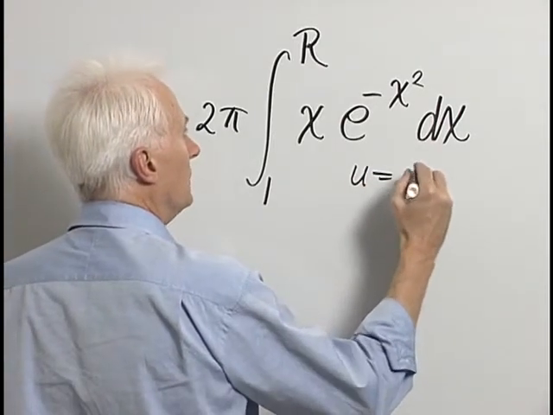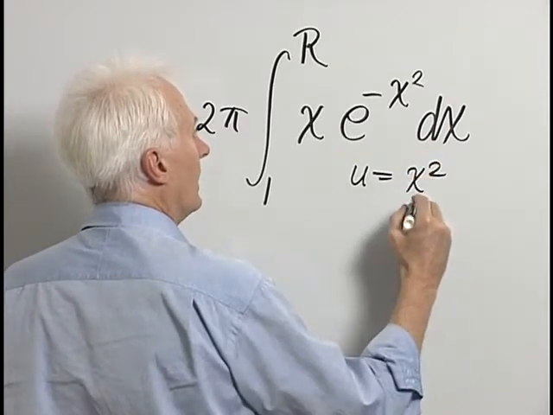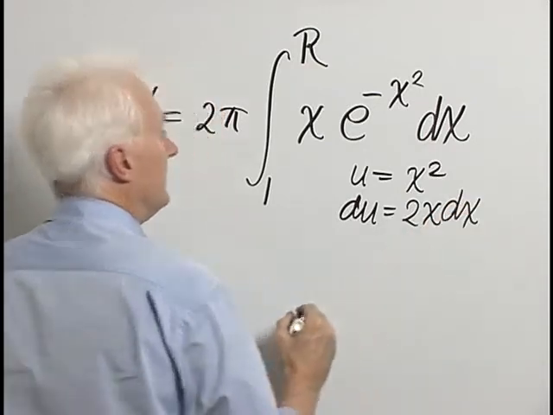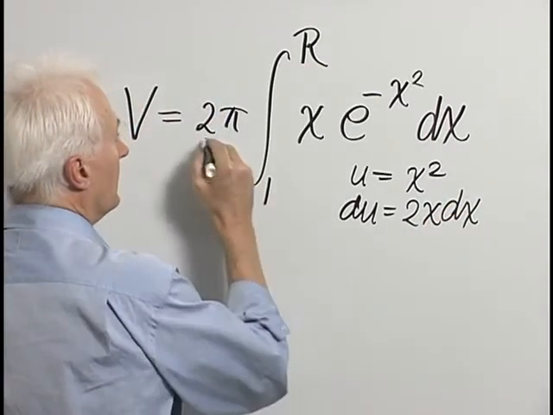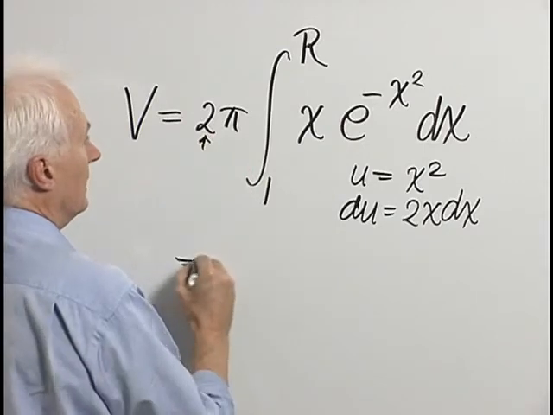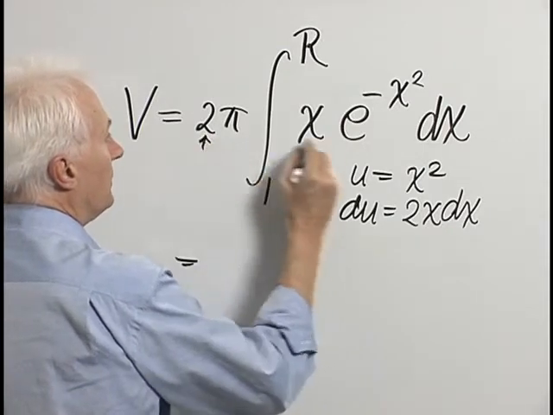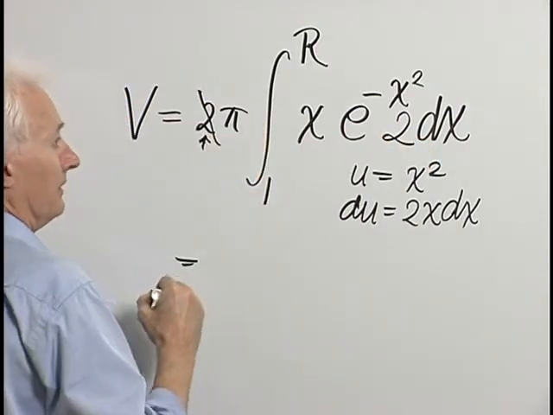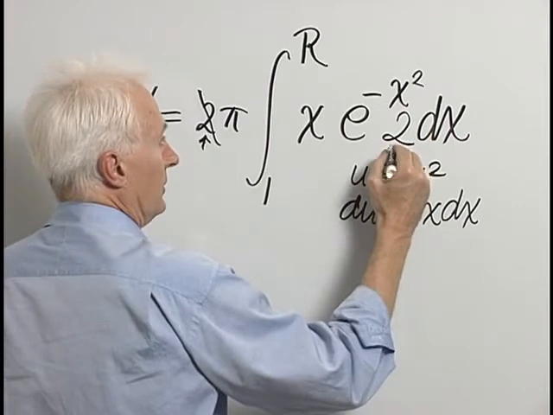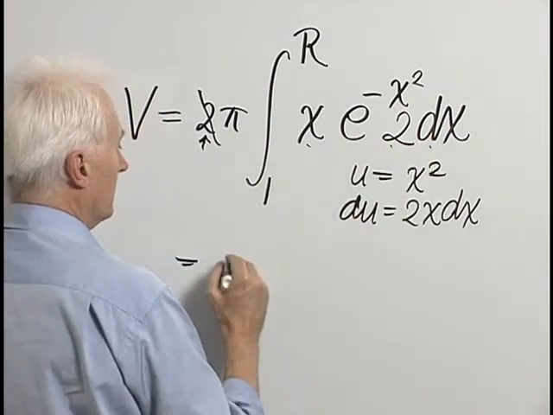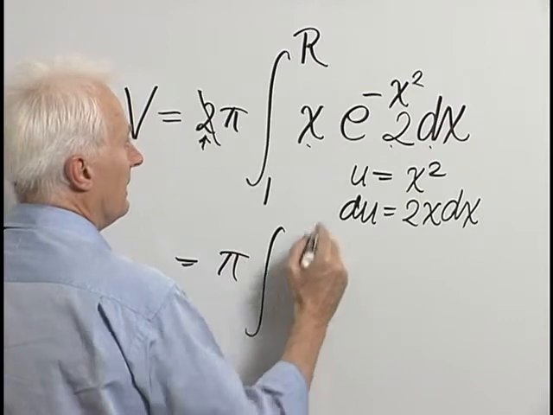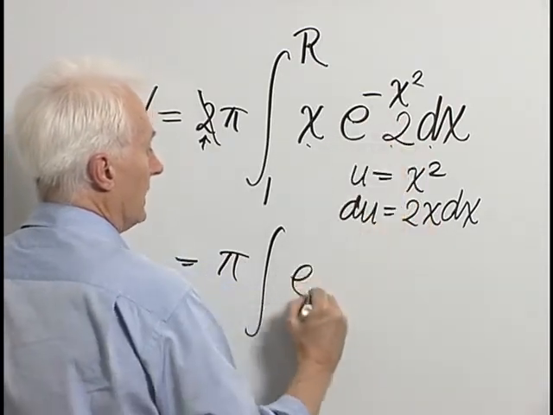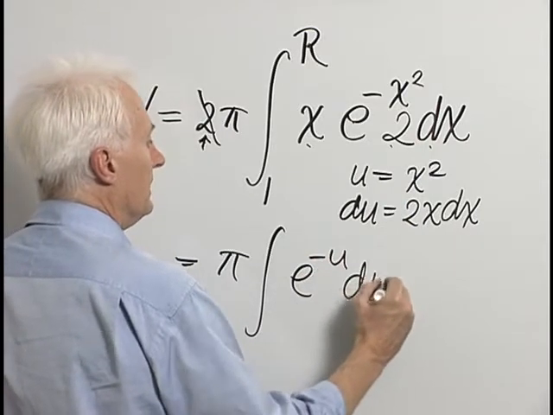We'll substitute u equal x squared, then du is 2x dx. Here's a 2 right here. So if I imagine putting this 2 in front of the dx, that would cancel it off the front. And here, 2x dx is du. So we have pi times the integral of e to the negative x squared is u. So we just get e to the negative u du.